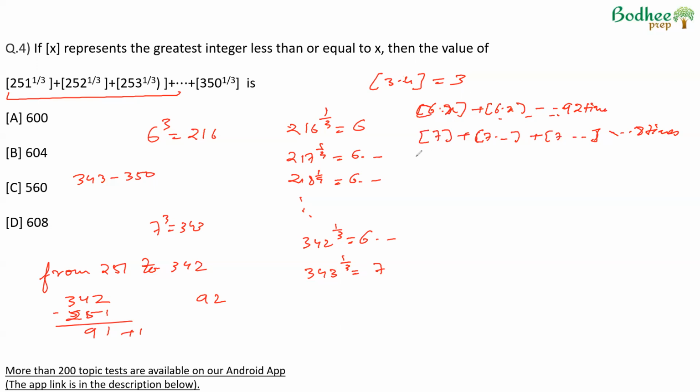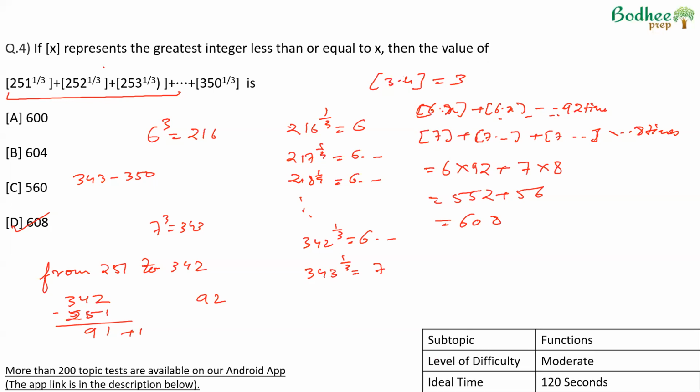So the net output from here will be, for the first 92 terms, we'll get 6 as the output. So 6 into 92. For the next 8 terms, we'll get 7 as the output from the floor function. So 7 into 8. 6 into 92 will be 552, plus 56, which will come out to 608. Hence option D becomes the answer.